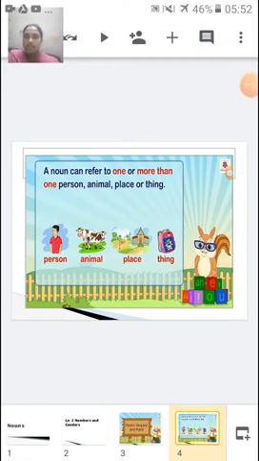Now let us see in detail. A noun can refer to one or more than one person, animal, place or a thing. So let me repeat. A noun can refer to one or more than one person, animal, place or a thing.